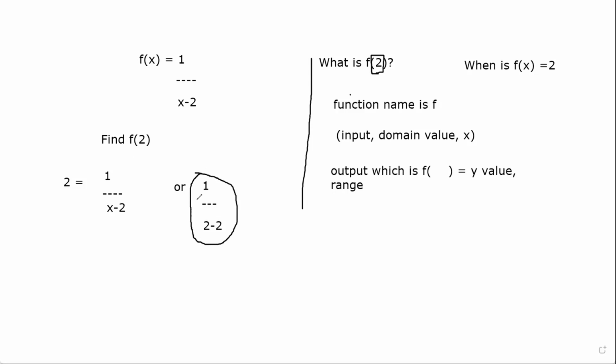Now it happens that in this case, 2 isn't part of the domain of this, and so this is undefined here, right? But that's the difference between them. Does that help at all? Yeah, it does. Oh my goodness.